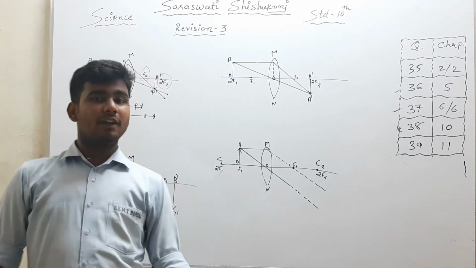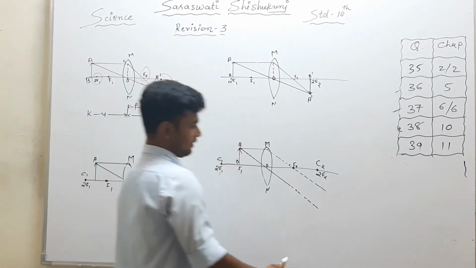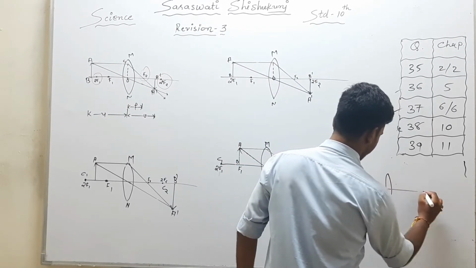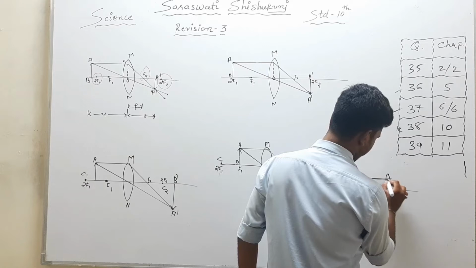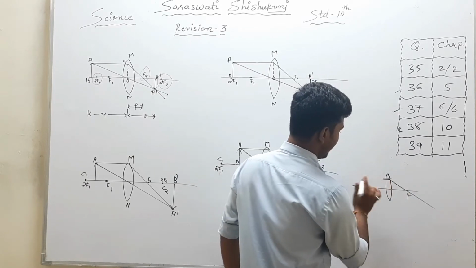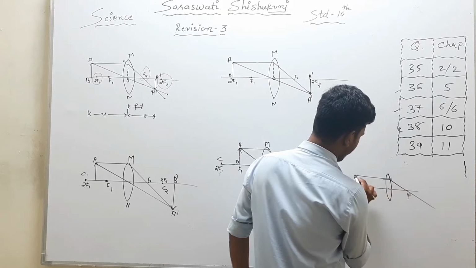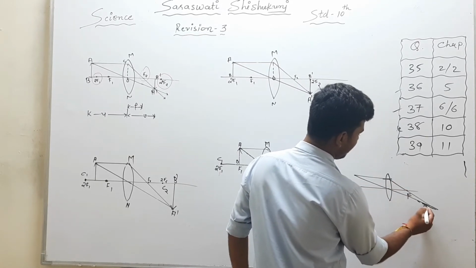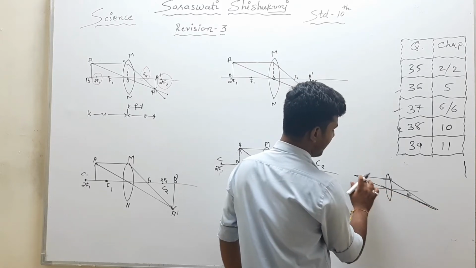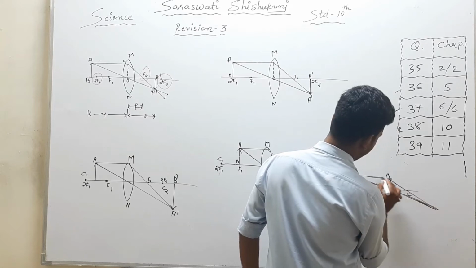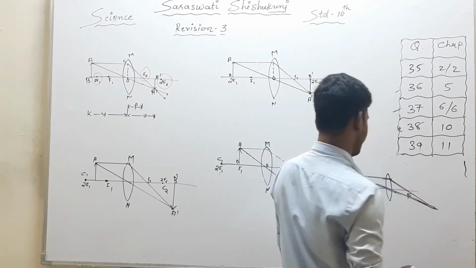Okay, the fundamental laws that we know, what will they be? The simple thing is that the first ray, which is passing parallel to our principal axis, will pass through F on the other side. Second, at our optical center, it will not deviate, it will pass without any type of refraction. Okay, these 2 rays we are generally using.